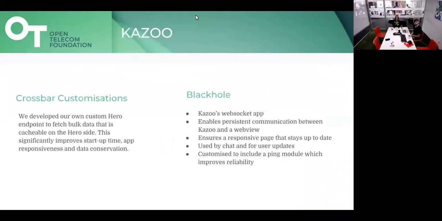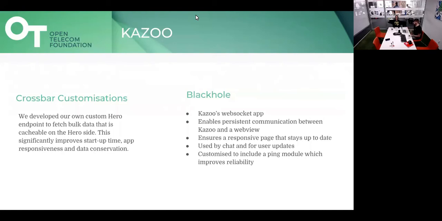We made customizations to Kazoo, specifically Crossbar and Blackhole. So we developed our own endpoint called the Hero endpoint for Crossbar, and that allows us to fetch bulk cacheable data. And so that meant it was much faster to start up, because before we did that, we were experiencing up to 10 seconds of load time as we made multiple requests to Kazoo. I don't know if you've ever watched the network tab when you turn Monster on, but it was quite similar, but to an even more extreme. And because we needed all the data basically instantly, if we didn't make it all at once, it wasn't going to work.